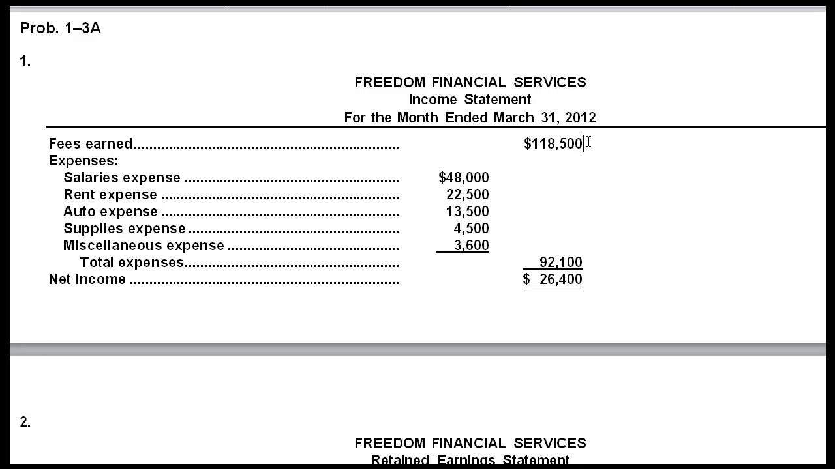So we made $118,500 in sales, but our expenses were $92,100. So that means that we have $26,400 left over as net income. So this is how profitable we were. We made this much, we spent this much, and this is the amount that we would have, the difference between the two, which is known as our profit or net income.